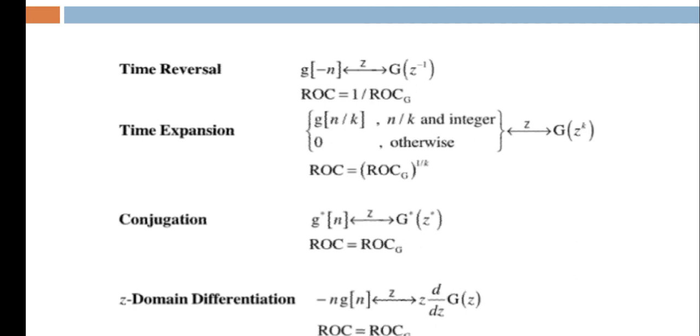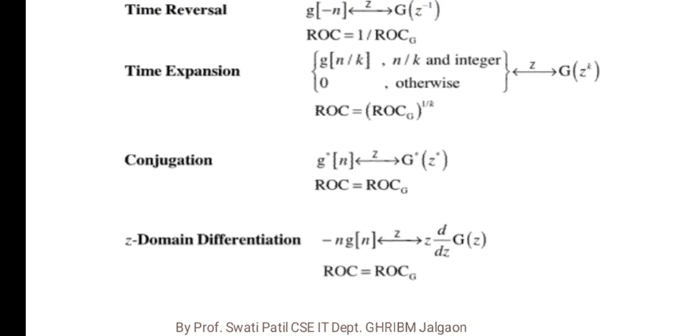Conjugate property, g star n, after applying Z transform we get G star of z star, and ROC is equal to ROC of G. Z domain differentiation, minus n into g[n], after applying Z transform we get z d by dz G(z), and ROC is equal to ROC of G. So these are some of the properties of Z transform.